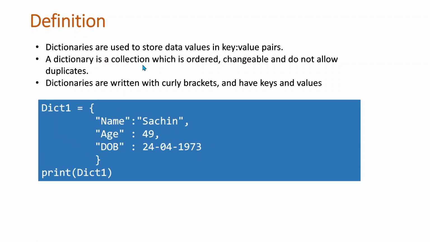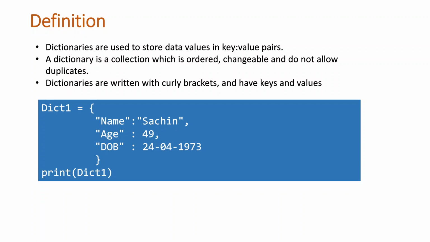A dictionary is a collection which is ordered, changeable, and does not allow duplicate values. I will explain this in detail. Finally, dictionaries are written with curly brackets and have keys and values. As I said, you can see I have used curly braces at the beginning and at the end to define a dictionary.